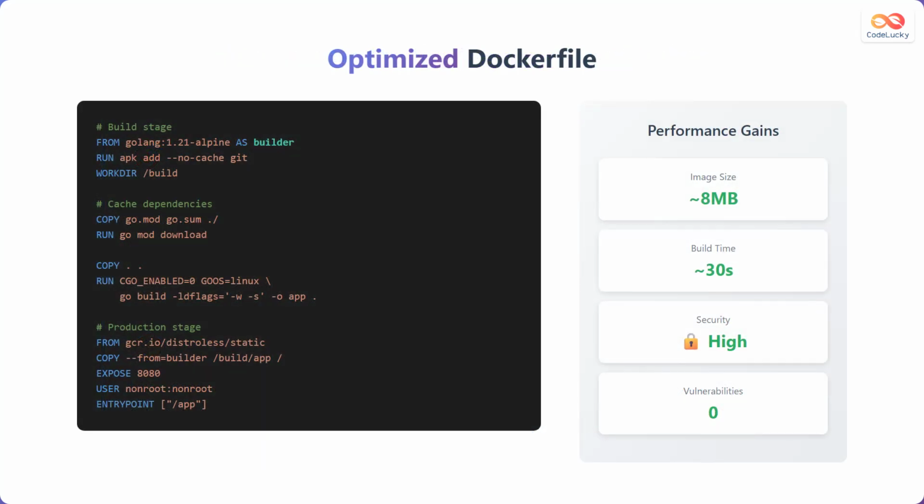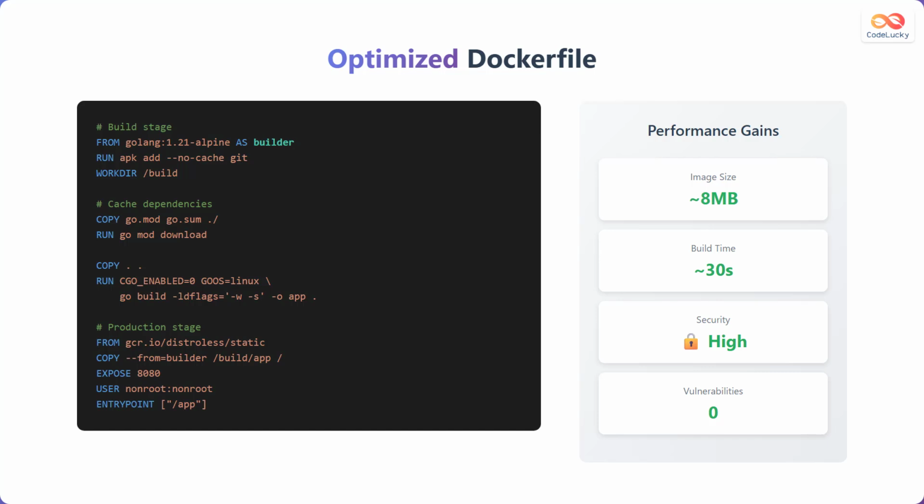This optimized Dockerfile demonstrates best practices for production Go containers. The build stage uses Golang Alpine as the base image and installs Git for dependency fetching. We copy go.mod and go.sum files first for dependency caching, then copy the source code. The build command uses CGO_ENABLED=0 GOOS=linux with ldflags="-w -s" to create a statically linked binary with debug symbols removed. The production stage uses the distroless static image, which contains no shell or package managers, maximizing security.